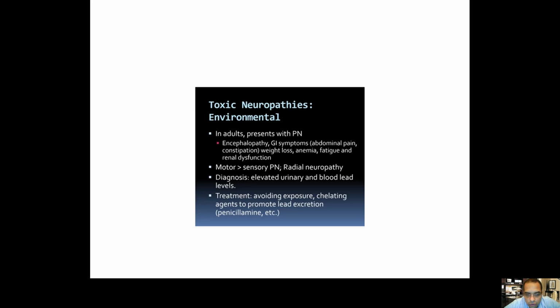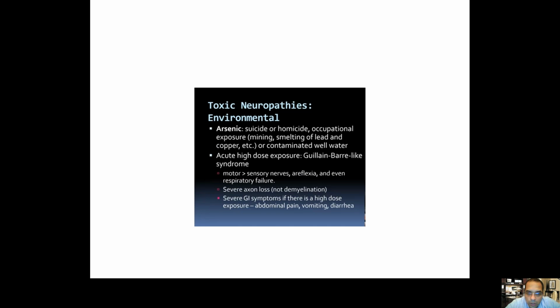So this includes lead excretion from the body, and this is what we actually aim for. And one of the most important environmental risks to the nerves is arsenic. Arsenic can be ingested homicidally, suicidally, occupationally, or through contaminated well water. Here we have people who live and depend on underground water and well water for drinking and for personal uses of this water.